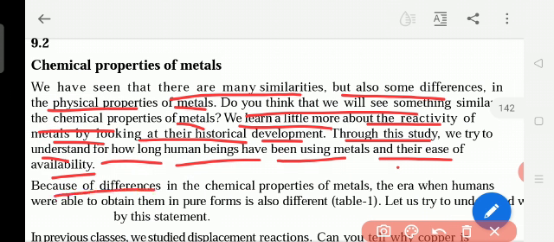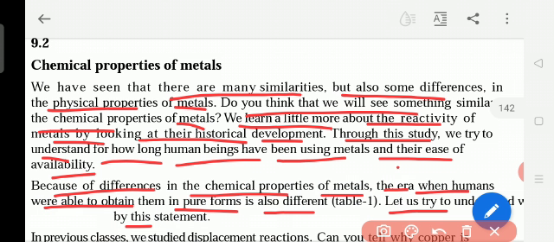Because of differences in the chemical properties of metals, the era, meaning the period of time when humans were able to obtain them in pure forms, is also different. Let us understand this statement. That means here the reactivity of the metals. Some metals are found in pure form in nature.